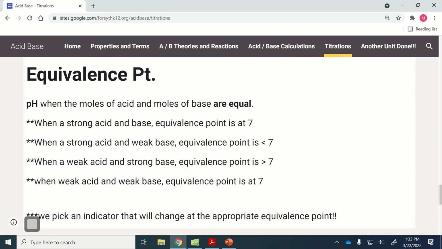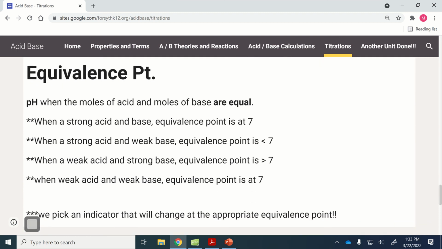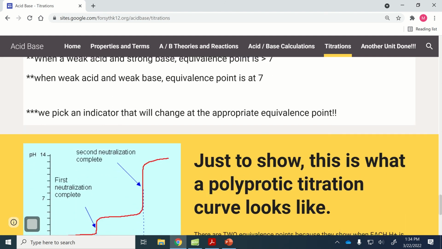So the summary on equivalence point one more time. Equivalence point is the pH when the moles of acid and moles of base are equal. That's what we pay attention to pick out our indicator. And then this summary covers each of the situations. When a strong acid and base go together, we get an equivalence point at 7. When I have a strong acid and a weak base, the equivalence point will be less than 7. When I have a weak acid and a strong base, the equivalence point will be greater than 7. When I have a weak acid and a weak base, the equivalence point will be at 7. All right? So that's something else to point out.